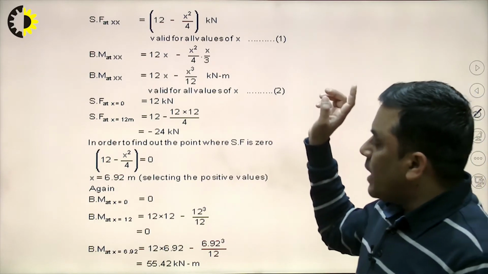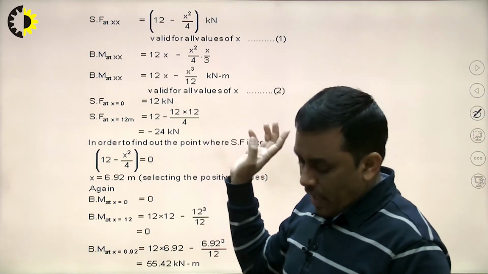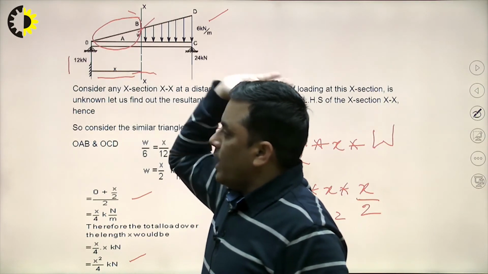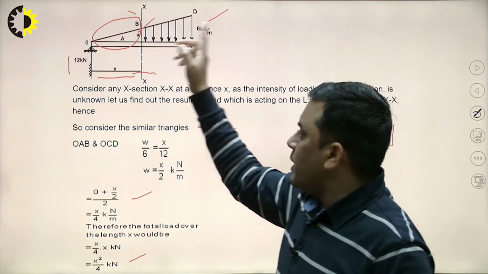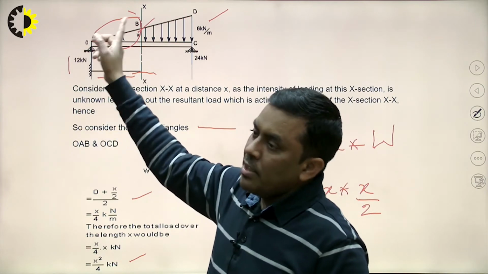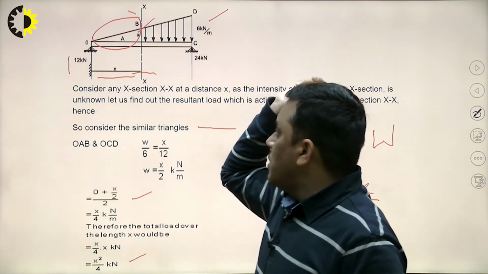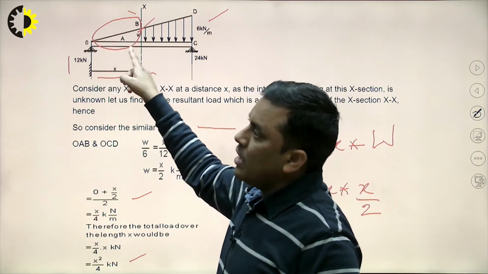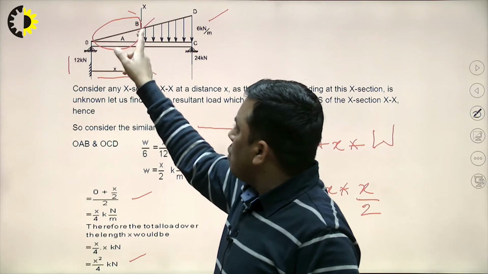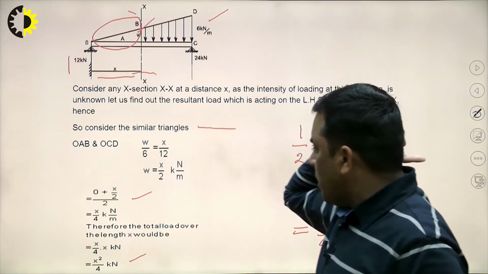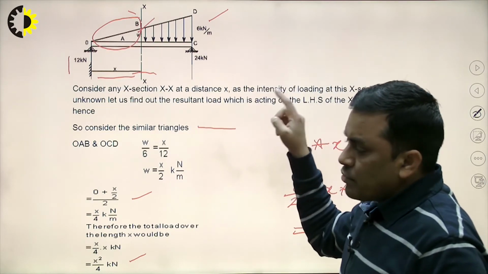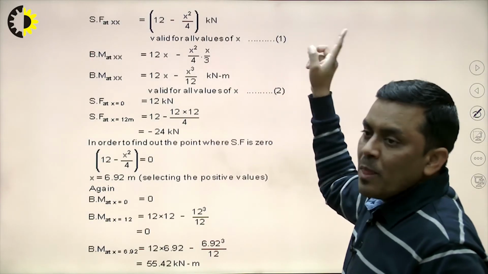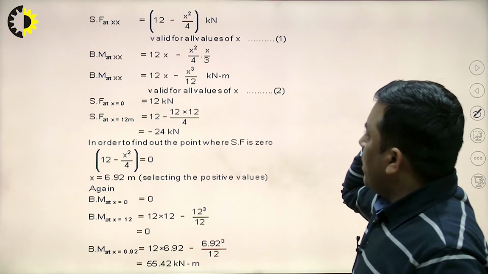Shear force is the algebraic sum of all the forces on either side of the section plane. So, on the left side of the section plane XX, there are two loads. One is the 12 kilonewton, which is upward, so it will be treated as positive shear force. And this x square by 4, which is the area of this triangle or the load of this UVL on the left side of the section plane, will be downward. So, it will be treated as negative. So, 12 minus x square by 4.